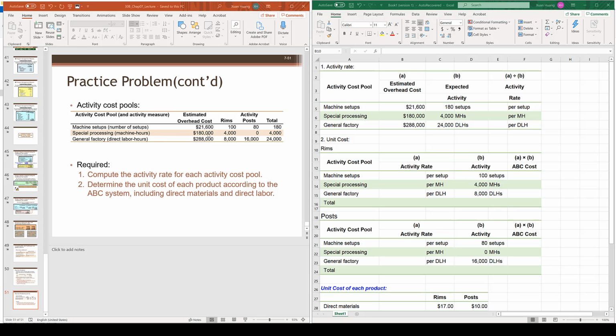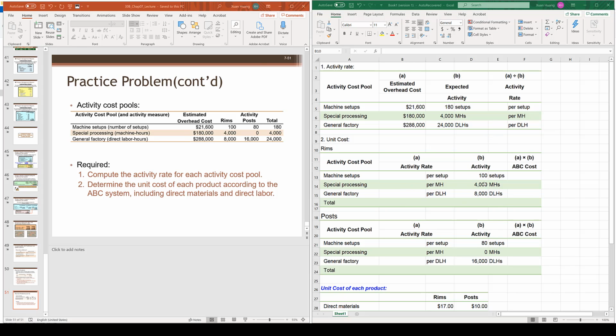For the first stage allocation, we already know the estimated overhead cost assigned to each activity cost pool. We only need to calculate step 3, activity rates for cost pools, and then step 4, assign costs to cost objects using second stage allocation. Let's first take a look at question 1. This is step 3, to calculate the activity rate for each activity cost pool.